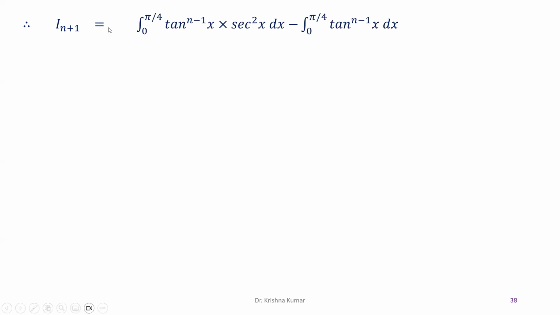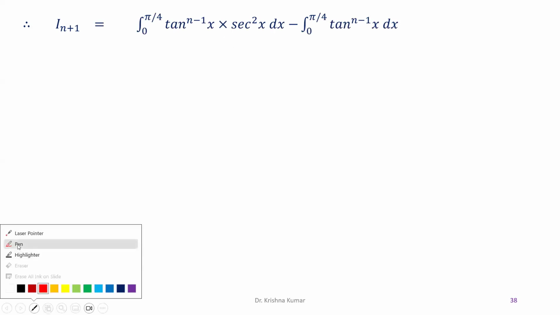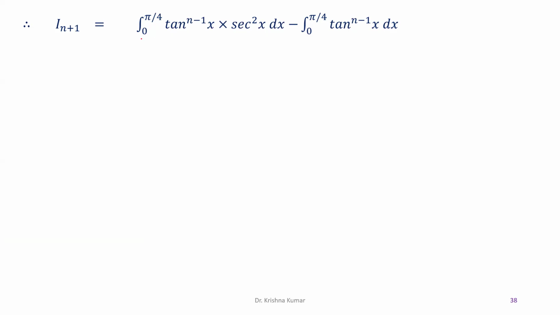Therefore, I_(n+1) is equal to the integration under the limit 0 to pi by 4 of tan to the power n minus 1 x into sec square x dx, minus the integration of tan to the power n minus 1 x under the limit 0 to pi by 4 with respect to x. And we have already seen that this is nothing but I_(n-1).